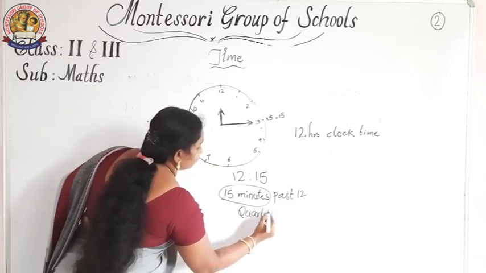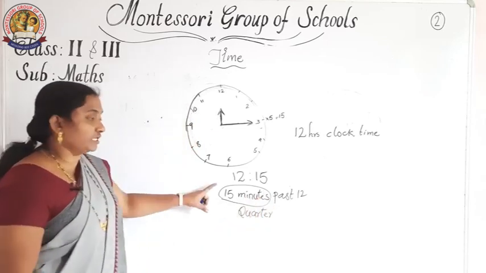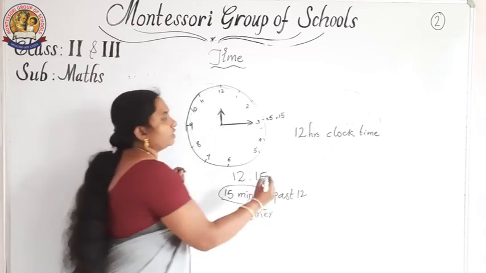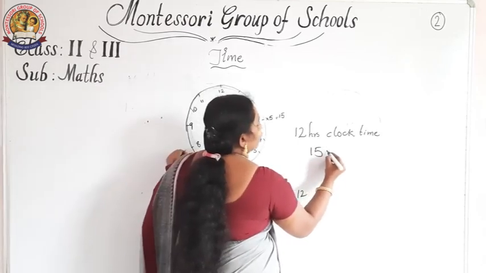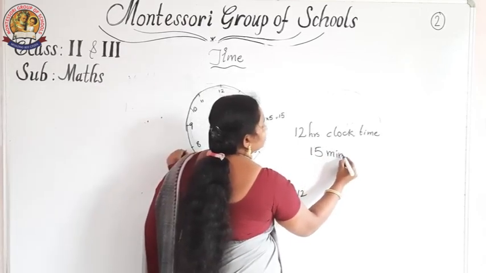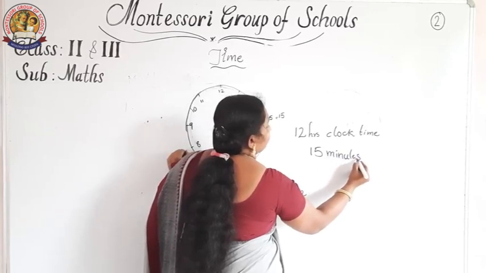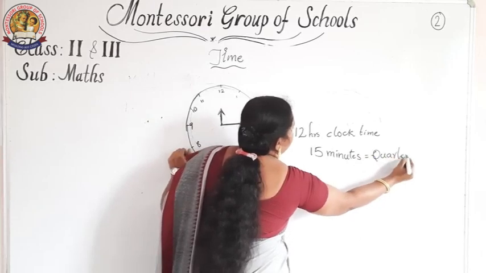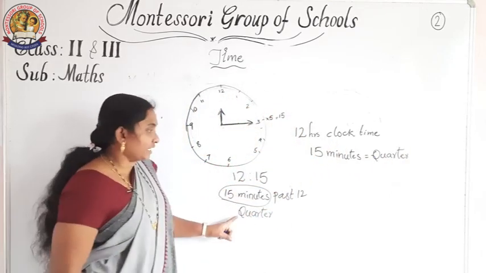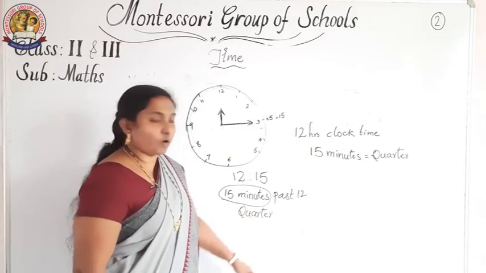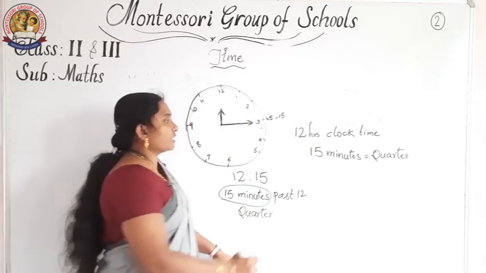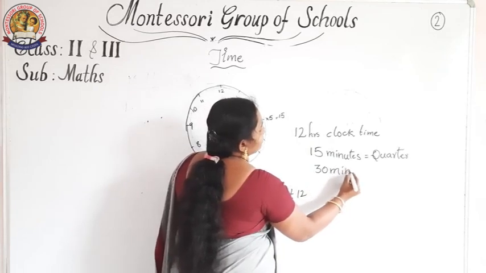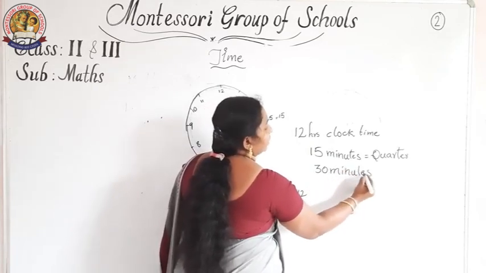All of you know very well, 15 minutes means quarter, 30 minutes means half. Okay, understood? So now I am writing here 15 minutes is equal to quarter. So now in the 15 minutes place I am writing quarter past 12. Or 30 minutes, what can we write?